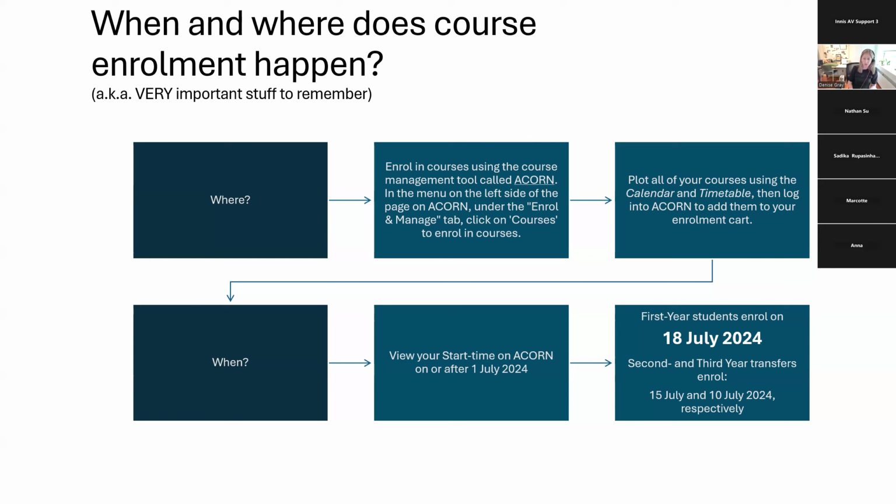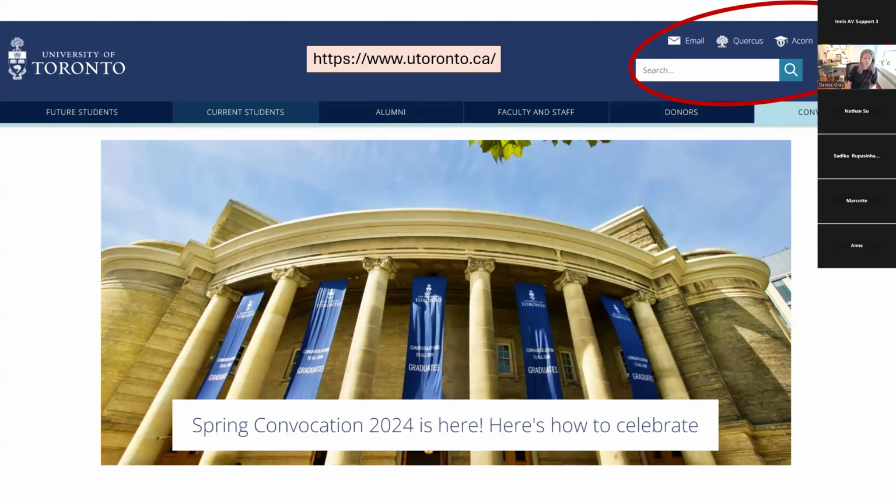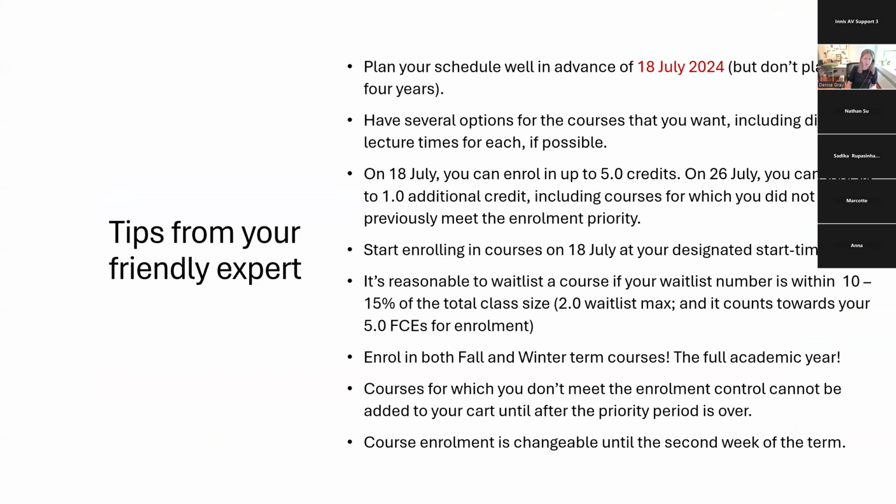So you can find out your start time by logging into your account on Acorn on July 1st, and then on July 18th for first year students, 15th and 10th for second and third year transfer students. At that assigned time, log into your account on Acorn and enroll in the courses that you had put in your enrollment cart. This is the homepage of the University of Toronto website. You can see in the upper right-hand corner, there's direct links to Acorn, your email, to any Quercus courses that you've been invited to, like the Innis 101 Quercus, so you can access it easily there.